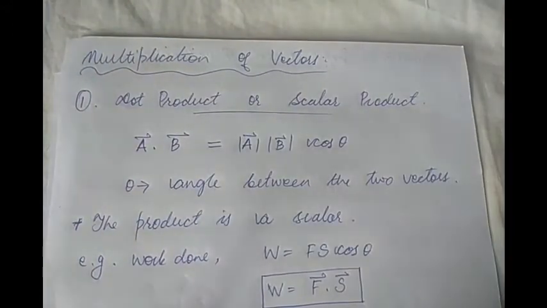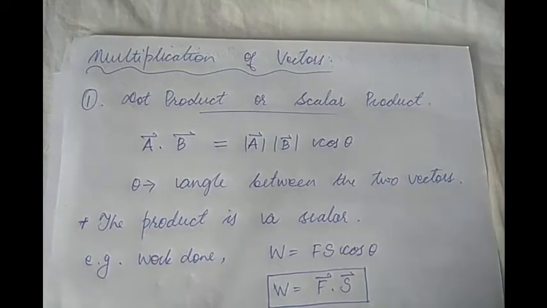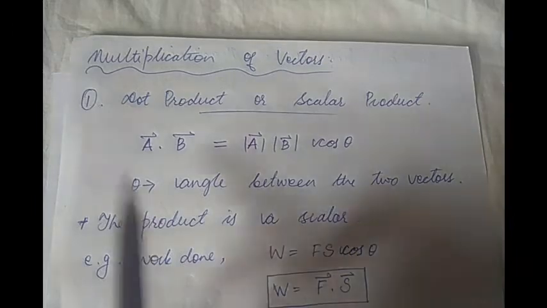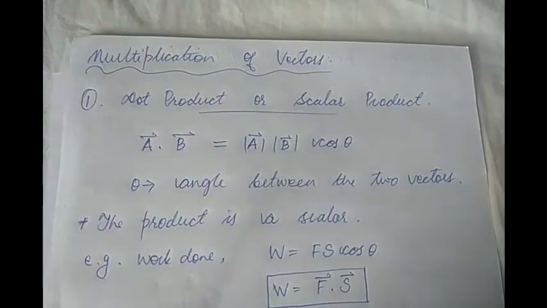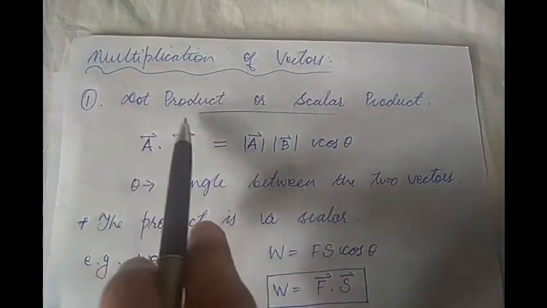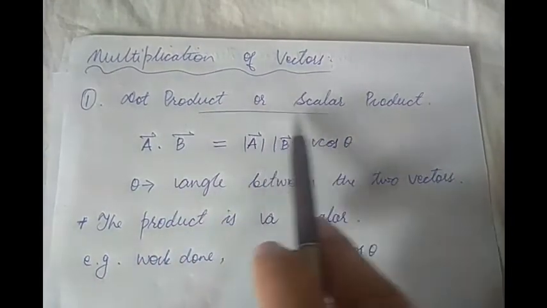So let us proceed with multiplication of vectors. After addition of vectors, we are going to learn multiplication of vectors. Don't worry, we don't have a division of vectors over here. Multiplication of vectors can be done in two ways. The first way of multiplying vectors is called dot product, or scalar product.